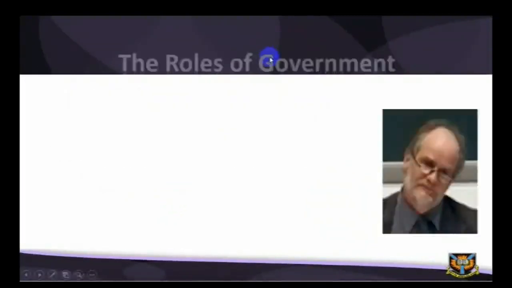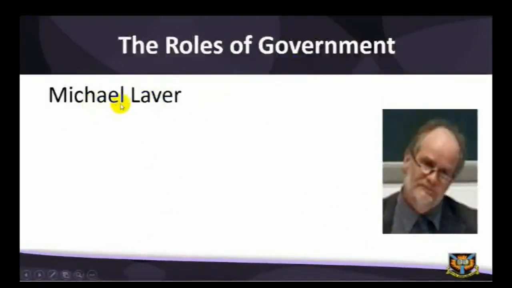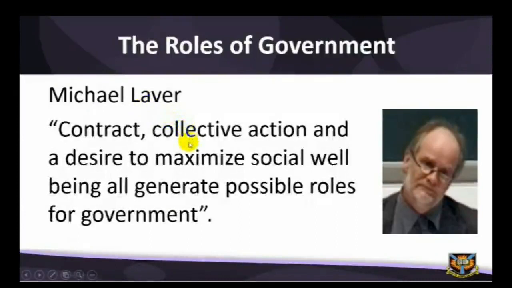Roles of government. Contract, collective action, and a desire to maximize social well-being all generate possible roles for government. This is according to Michael Lava in Eric Rowe, Modern Politics: An Introduction to Behavior and Institution. Roles of the government are hereby discussed. Contract enforcement.